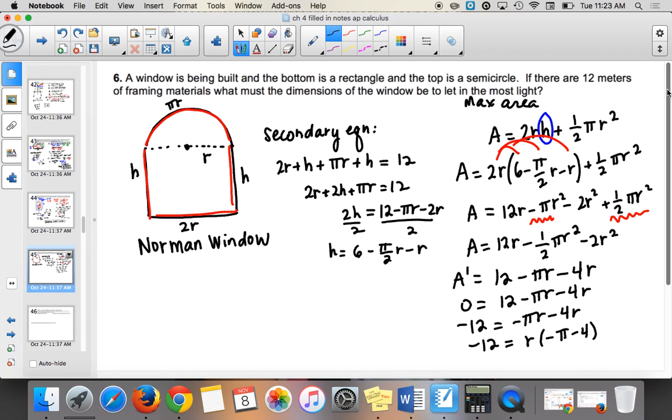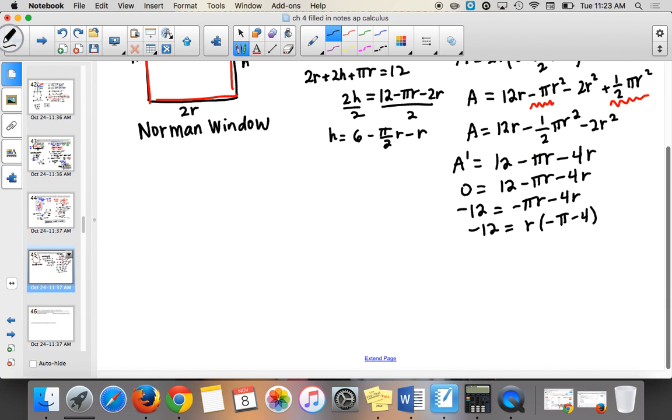Let me get that. So now we can divide it over. So we end up getting negative 12 all over negative pi minus 4 is equal to r. So let's find what that is as a decimal, because no one wants to write that 18 times from now on.